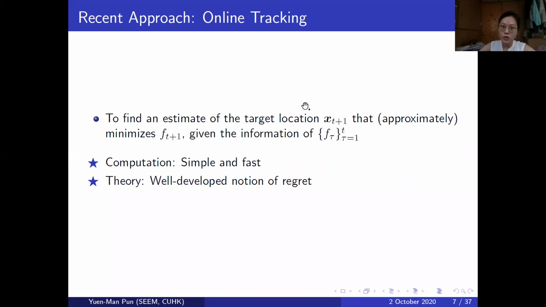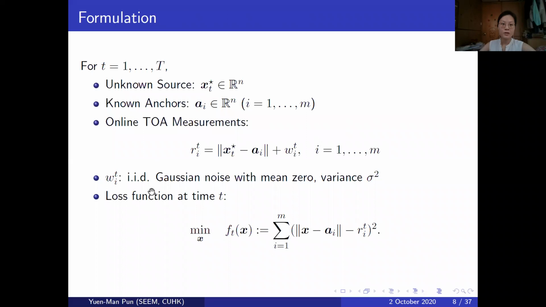Why do we want to use this approach? Because it is simple and fast. As you know, it has been studied quite a lot in the machine learning community and also the control community. And from a theoretical point of view, we have the notion of regret that is quite well developed, and we can use this to analyze the performance of our algorithm. So now let's talk about the formulation of our problem.